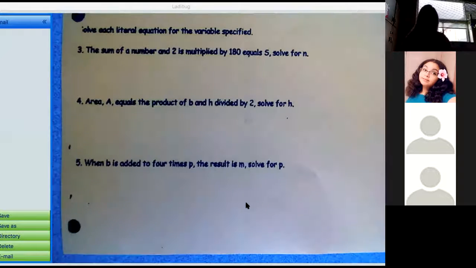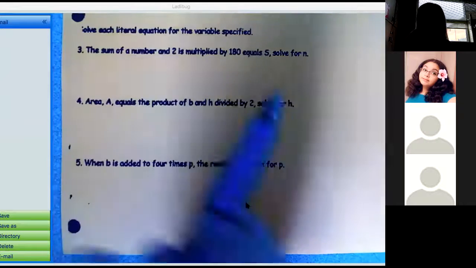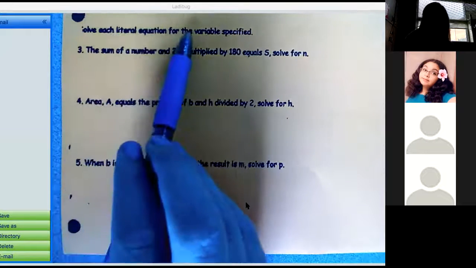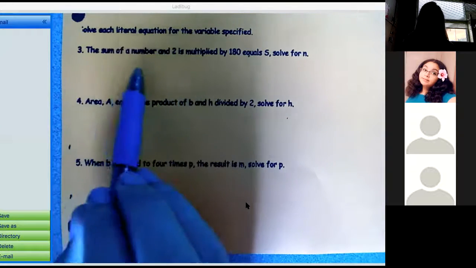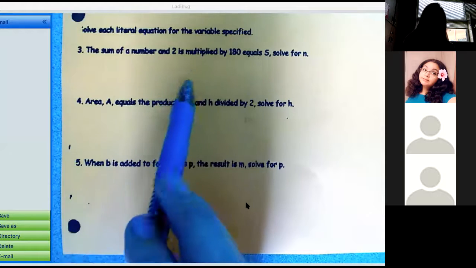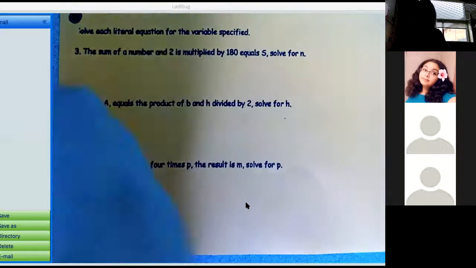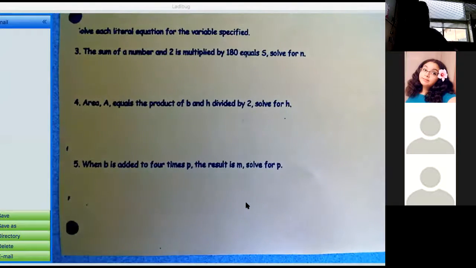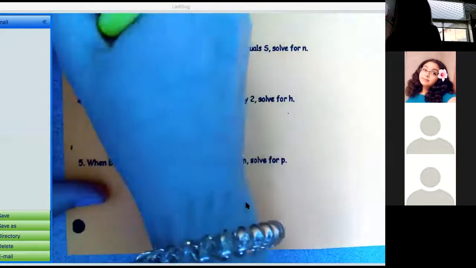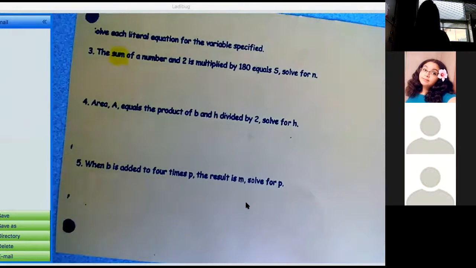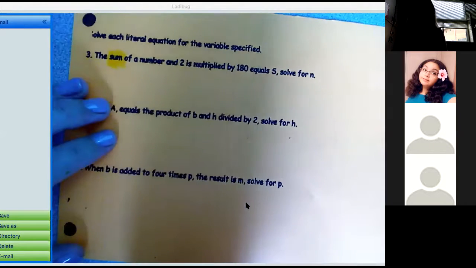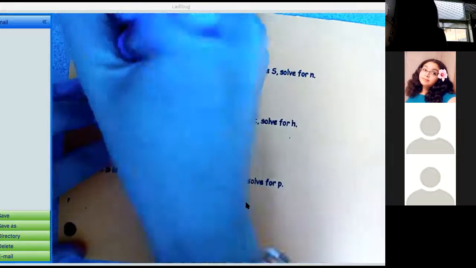Okay, so the directions say solve each literal equation, but there's a reason why I gave it to you guys in words. Today we're going to work on writing equations from word problems. That's our lesson for today. So, the sum of a number and two. When you see the word sum, what operation is that telling me to do? Add. Good. So we're adding.